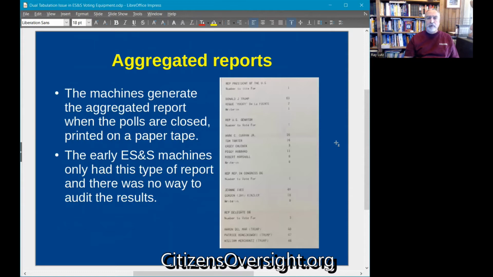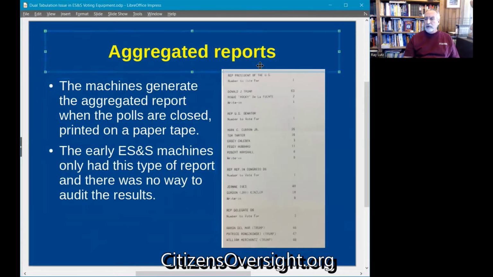The aggregated reports are what you find when the polls are closed. These are printed out on a paper tape, and the early ES&S machines only had this type of report, and there was no way to audit the results. So in this report you can see we have Donald Trump with 63 votes and Rocky de la Fuente with only 2 votes, and this was in the primary. This is example data.